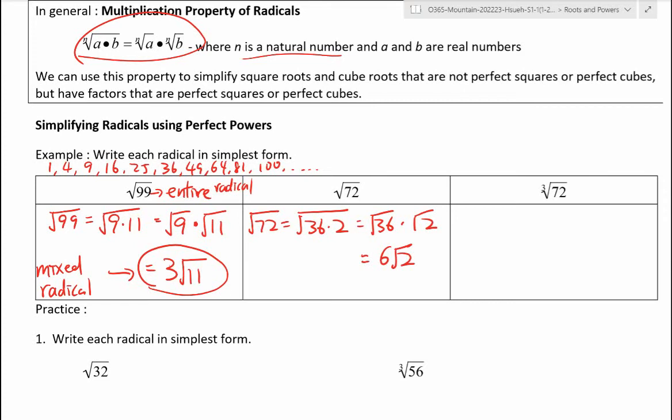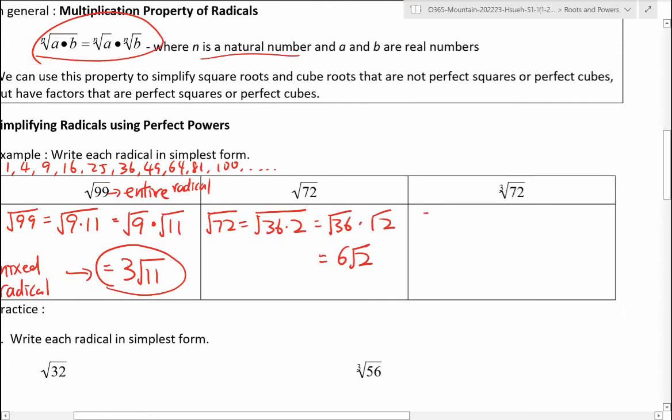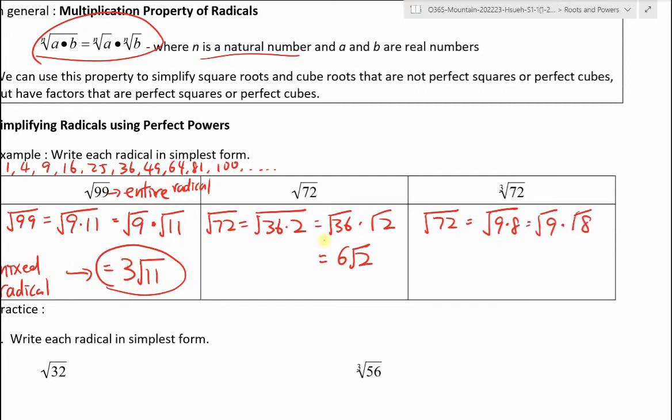Now, I'm going to show you what if I did not pick the biggest perfect square factor. What would happen? I'll just show you, you don't need to copy this now. I'll show you in this box, and I'll erase it later. So let me pick 9. 72 is 9 times 8. Then we can split this into square root of 9 times square root of 8. Square root of 9 is just 3, and root 8 is root 8. Now you can see this is not the same as that.